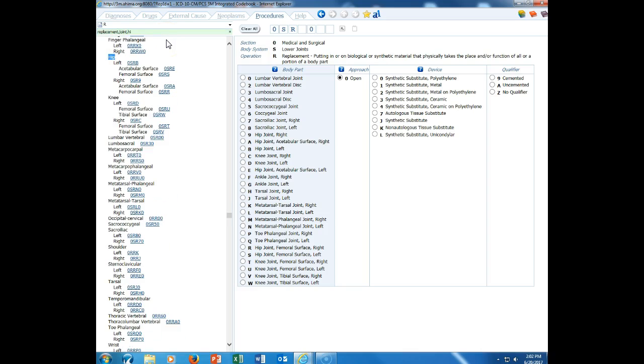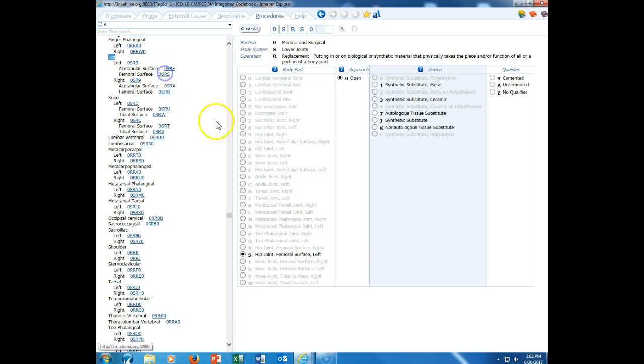So if I go to replacement joint and then hip, you can see that I have left and right. And then there's the acetabular surface and the femoral surface. And for us, we're doing the femoral surface. And this was the left. So it sends us to the table 0SR. And then if we click on this, it pops in femoral surface left. So that gives me my body system, which is lower joint, and my root operation, which is replacement.